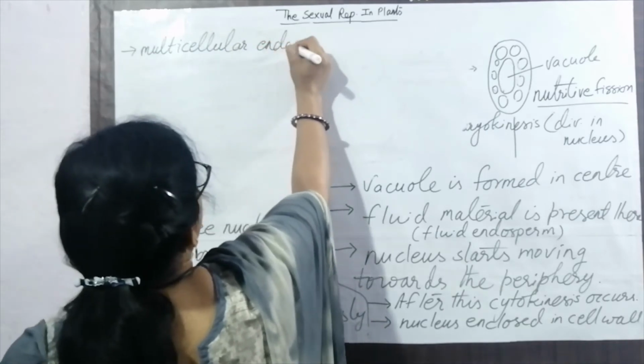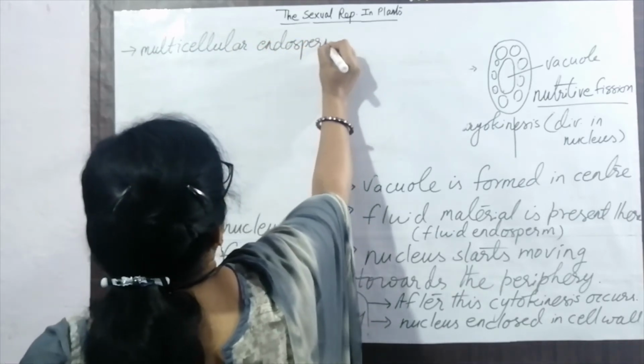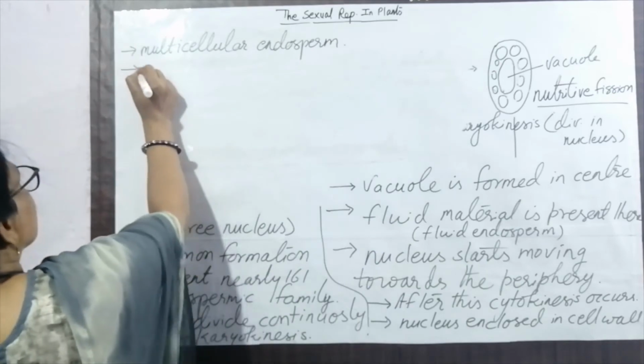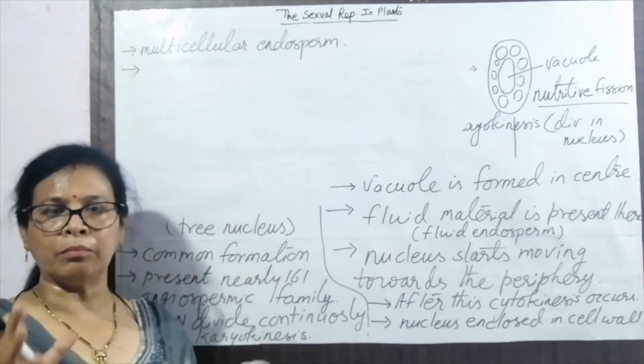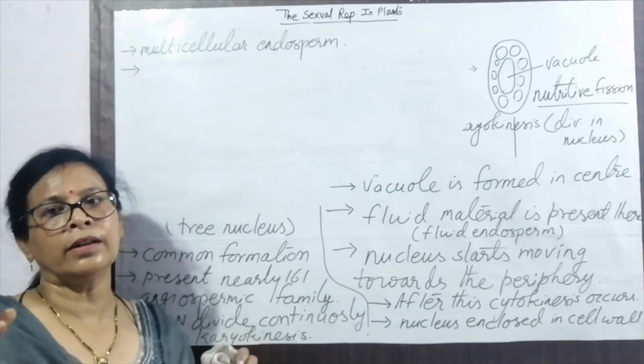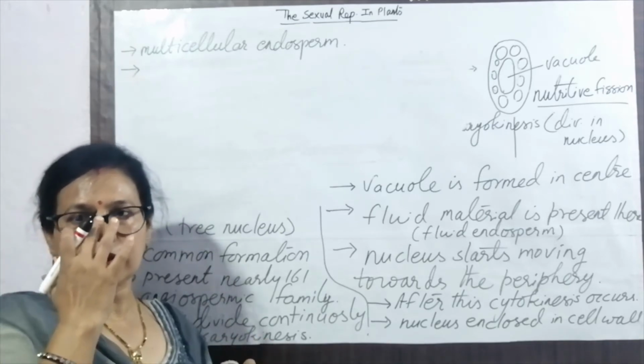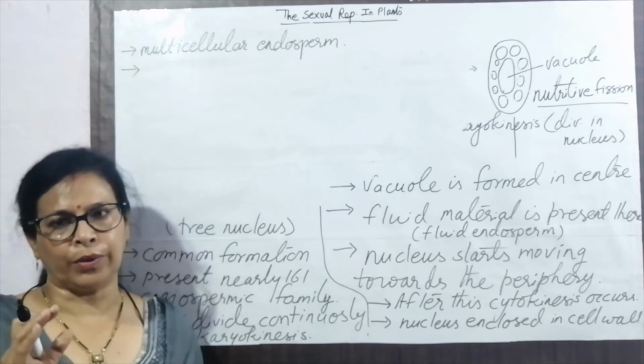Why is it multicellular? Because first the nucleus divides continuously, then the cell wall is formed around the nuclei, and because of that the number of cells inside the one cell is more. So it is called the multicellular endosperm.